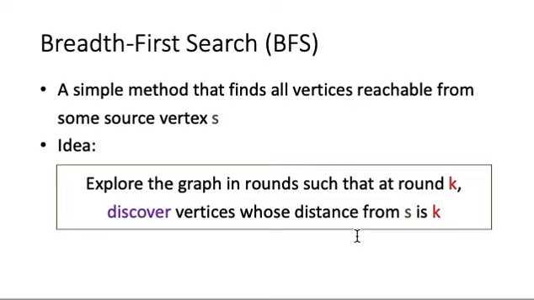Now we have introduced the two most common representations for a graph. We are now ready to talk about the breadth first search algorithm. Breadth first search is a method based on the following idea. It will first try to find all the vertices that are reachable from a particular vertex S, which we call the source vertex. The idea is to explore the graph in rounds such that at round K, we discover the vertices whose distance from S is exactly K.